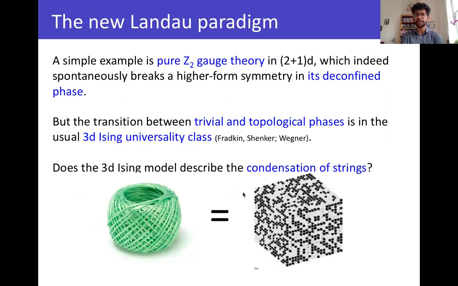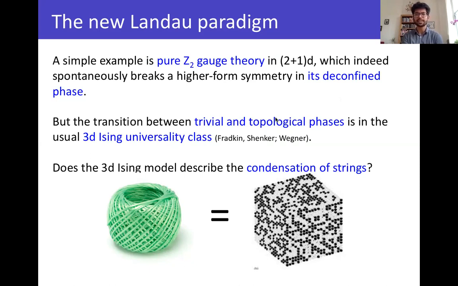But now, let's talk about a very simple example. The simplest example, perhaps, of a topological phase is pure Z2 gauge theory in 2+1 dimensions. This theory spontaneously breaks a higher form symmetry in its deconfined phase. But the transition between the trivial phase and the topological phase is in the usual 3D Ising universality class, okay? This is a well-known fact. You don't really need it to understand what I'm going to say, but I think many of you might have heard of this already. If you haven't, don't worry about it much. It's not going to be needed to follow the rest of the talk.